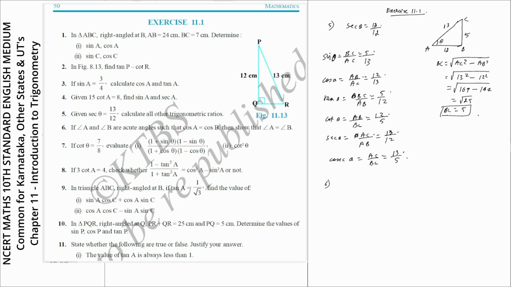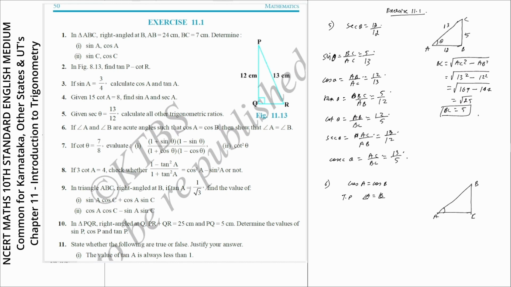Question number 6. If angle A and angle B are acute angles such that cos A is equal to cos B, then show that angle A is equal to angle B. So given that cos A is equal to cos B and both A and B are acute angles, we should prove that. To prove that angle A is equal to angle B, the figure is like this. This is A, this is C, this is B.